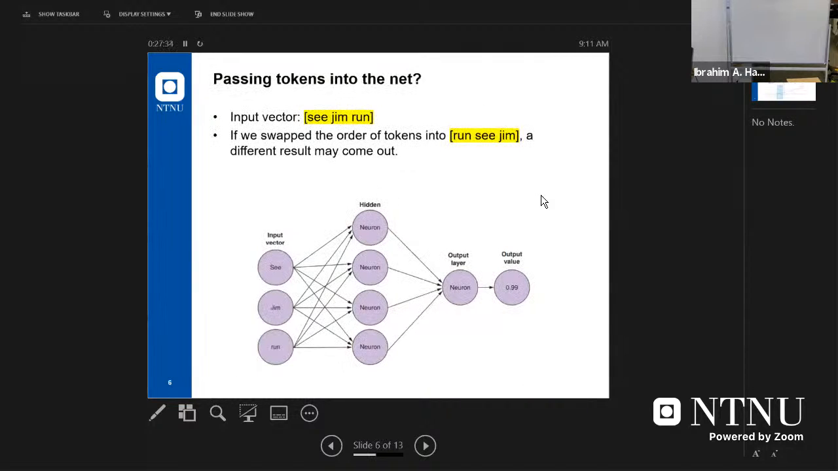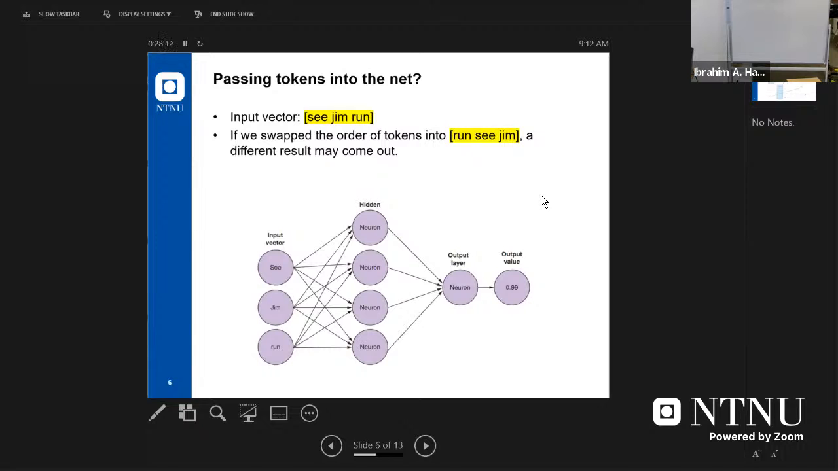Passing the tokens into the neural network, for example, we have some inputs. I'm talking about the order: if we change the order. For example, if we have a sentence like this one, "see gem run", we have some weights here, right? Each one of those, we have the sentence as a vector. When you multiply those values with those weights, we will get some output, right? If you change its order, what will happen? We will have different values multiplied by different weights, so we should expect different results.